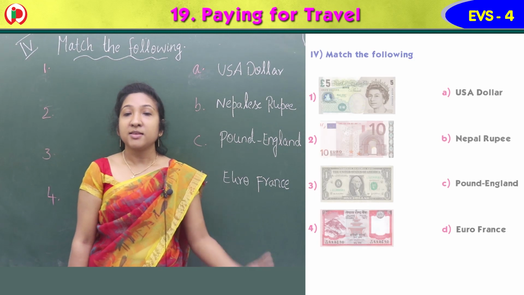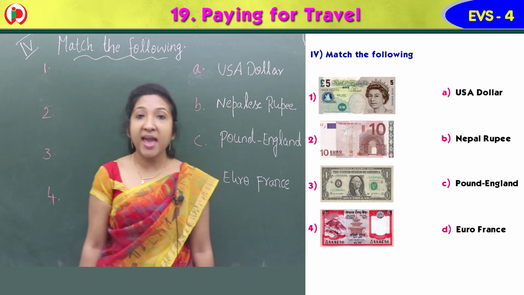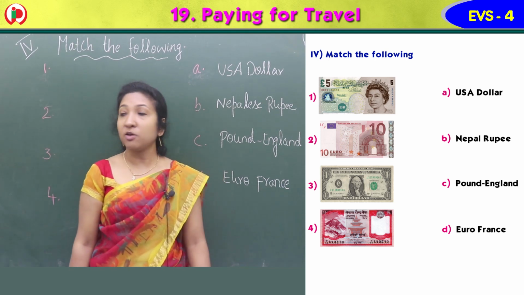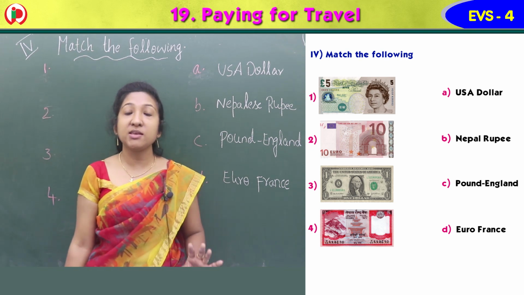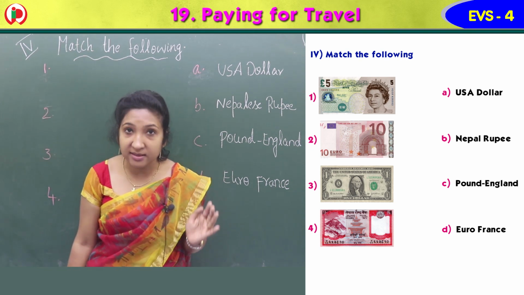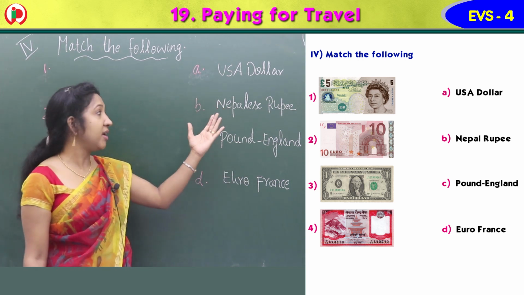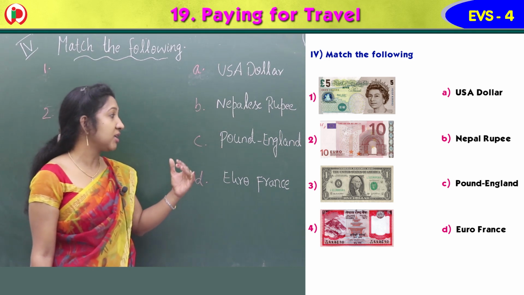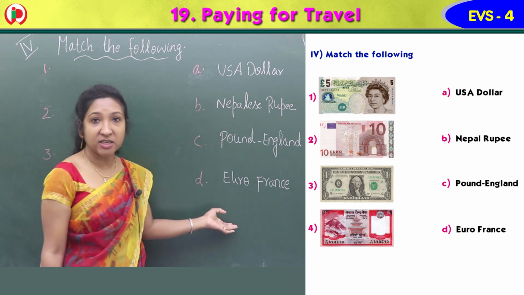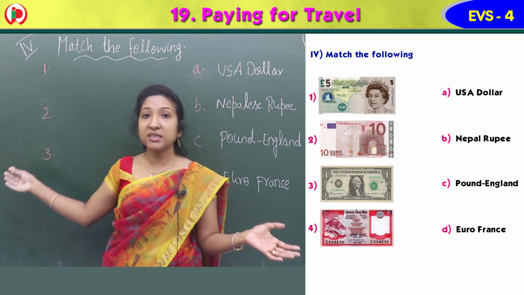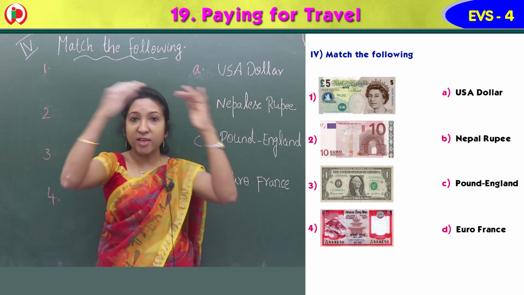Okay. Children, so our next exercise in the workbook, exercise 4, match the following. So on one side you can see 1, 2, 3, 4 images of different countries' currency. The other side has written A, B, C, D: USA dollar, Nepalese rupee, pound England, euro France. So here they have written the names of currency of different countries, and on the other side you can see the images of different countries' currency. You have to match both.